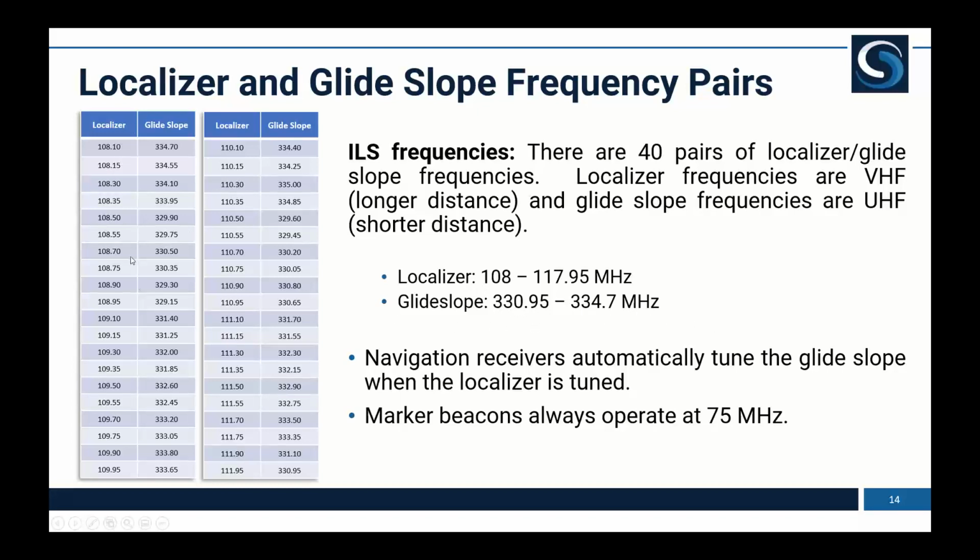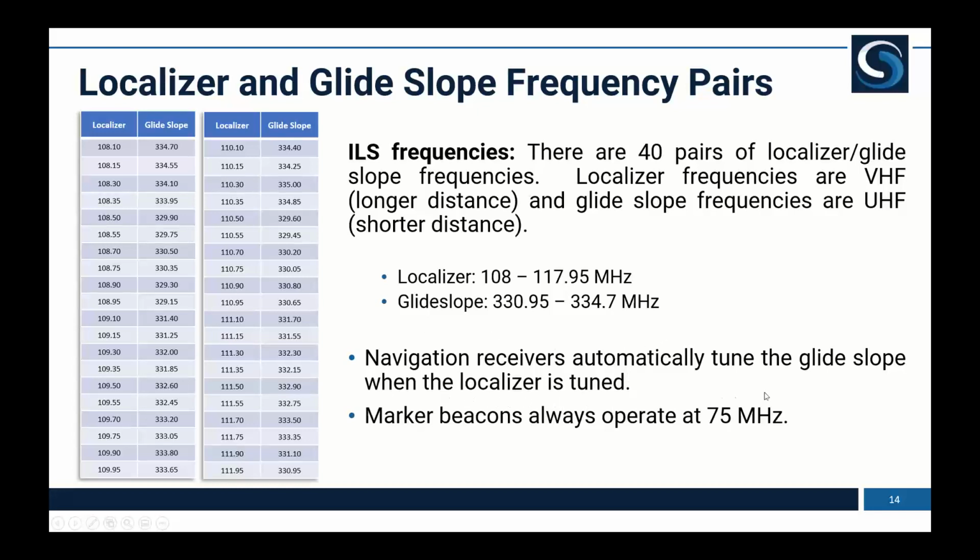Here's an example of the channel assignments, the pairing. And as you can see, the pairing is orthogonal. So the idea is to avoid having a frequency reassigned for the localizer or the glide slope that is going to be reused in the same pairing. So the navigation receivers are typically automatically tuned to the glide slope when the localizer is tuned, due to this pairing. So this is kind of programmed into the equipment.